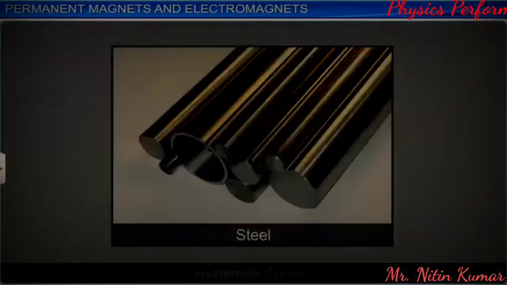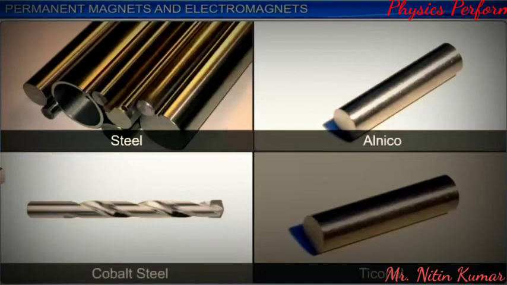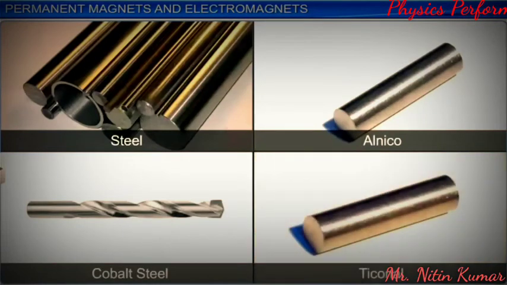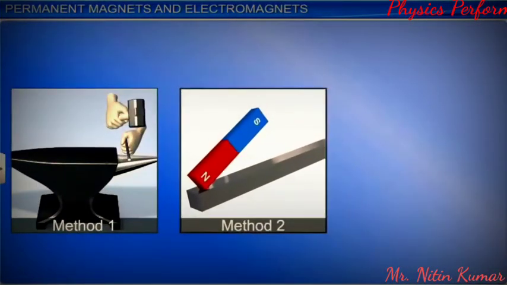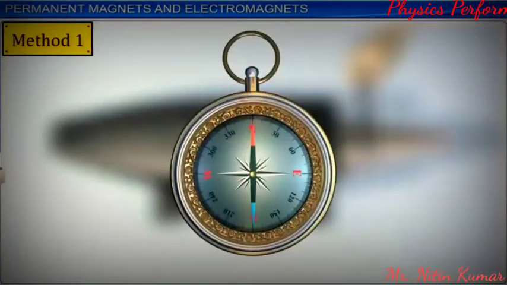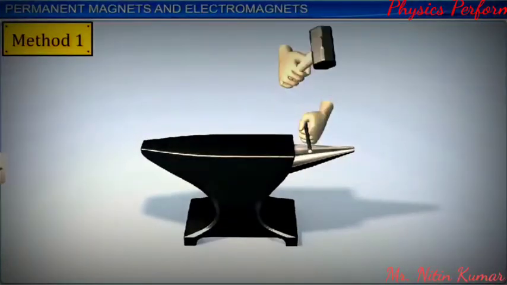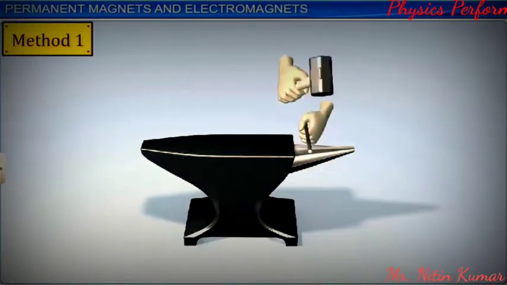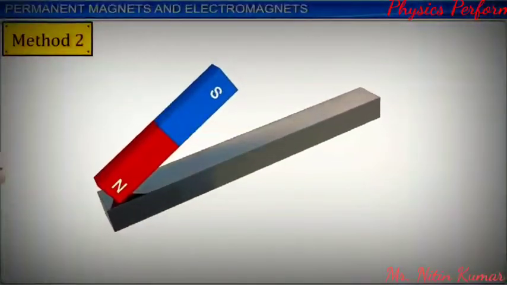There are different methods of making permanent magnets. In method 1, we can prepare a permanent magnet by holding a steel rod in the north-south direction and hammering it repeatedly. This is an age-old method of magnetization. In method 2, hold a steel rod and rub it with one end of a bar magnet repeatedly in a particular direction. Thus, a permanent magnet is formed. This method of magnetization is known as the single-touch method.